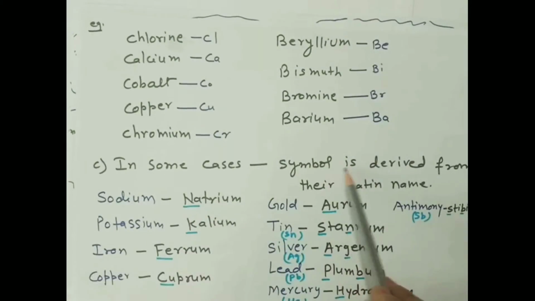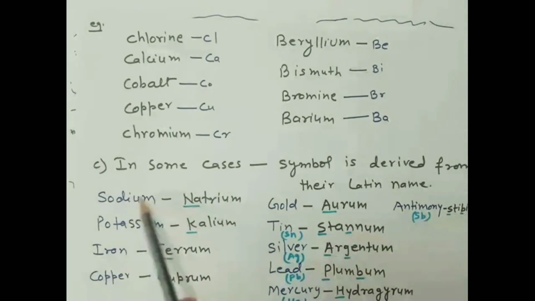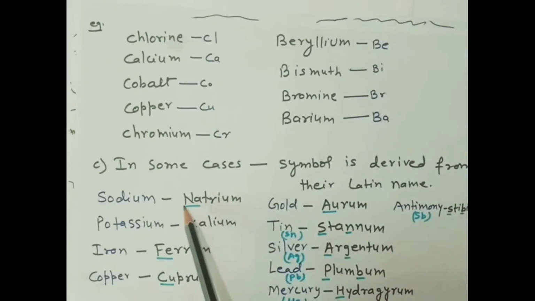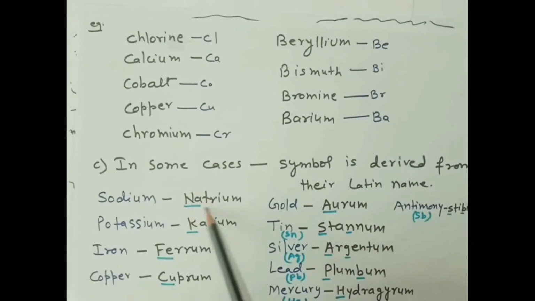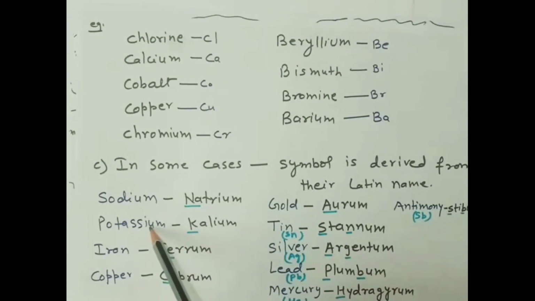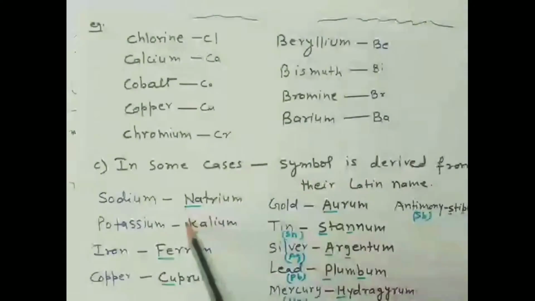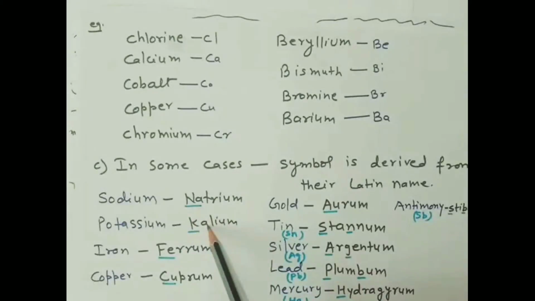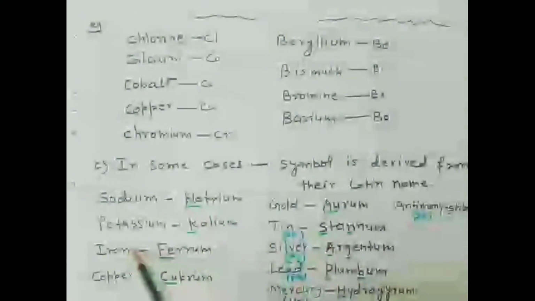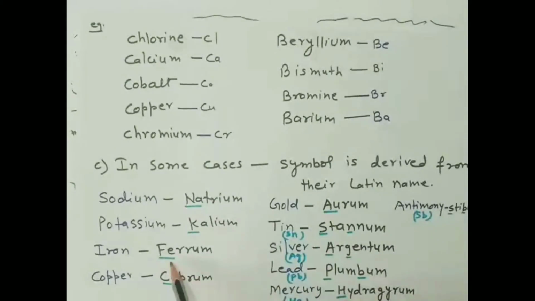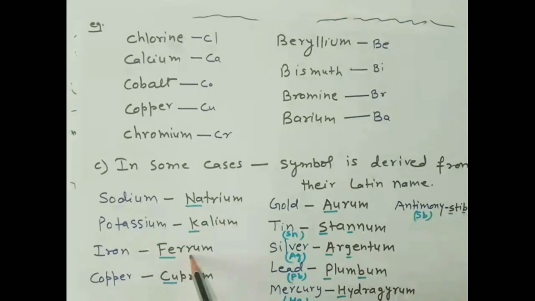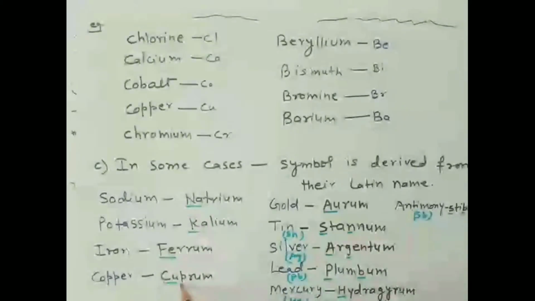In some cases, the symbol is derived from the Latin name. Suppose sodium. The symbol of sodium is Na because its symbol is derived from natrium, its Latin name. Potassium's symbol is K because it is derived from its Latin name, kalium. Iron, its symbol Fe, derived from its Latin name ferrum. Copper, its symbol is Cu, which is derived from cuprum, its Latin name.